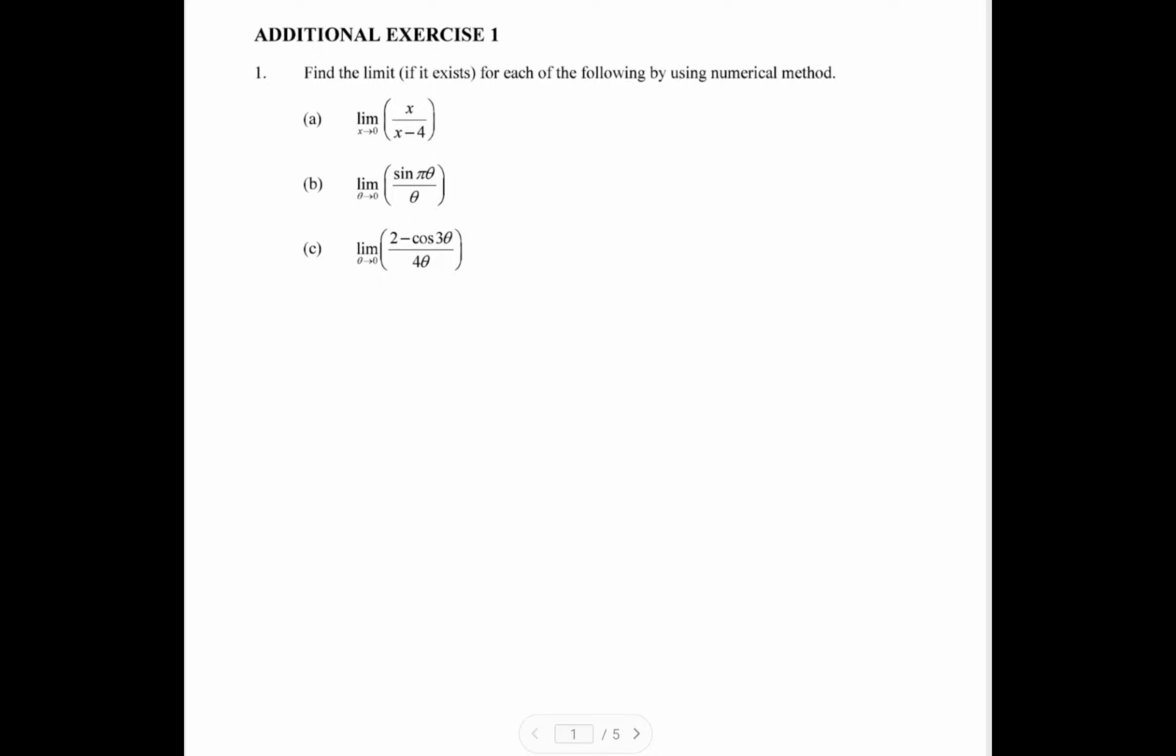Today we will discuss the additional exercise on chapter 1 recording on solving the limit of a function by using the numerical method. For example, we have a problem like question number 1a, which is the limit as x approaches 0 for the function x divided by x minus 4.